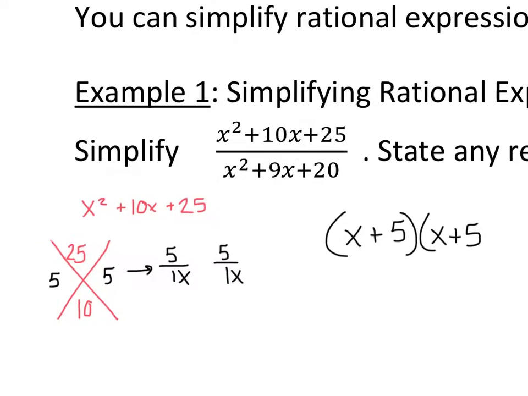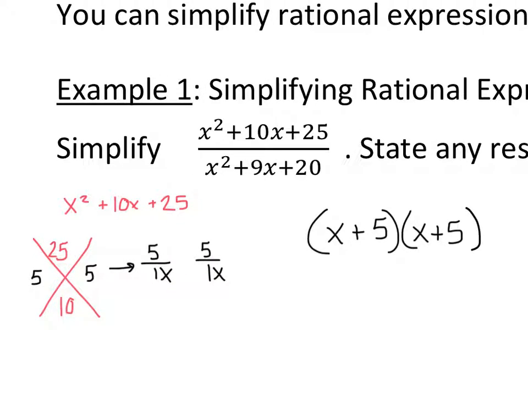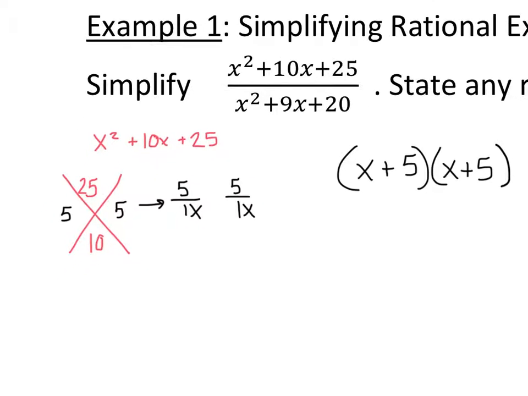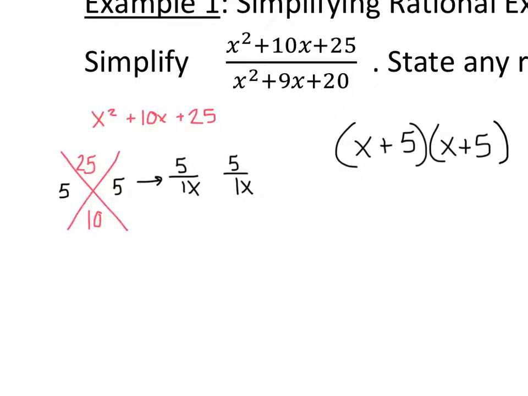If you need a review of factoring, go back to chapter 5. That's where we did it. I think it was 5.4. That may not be exact, but I think it is. Now we need to do the same thing for our denominator.